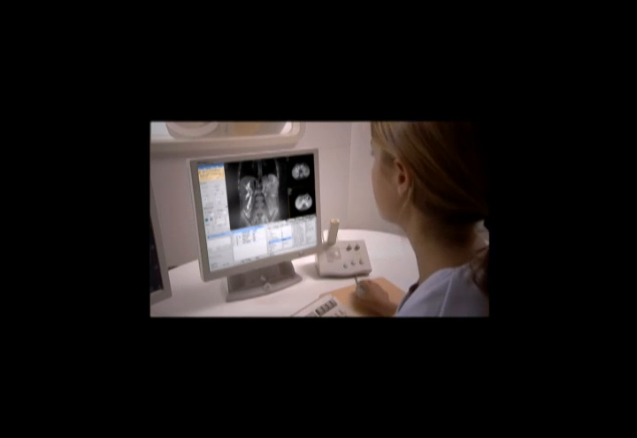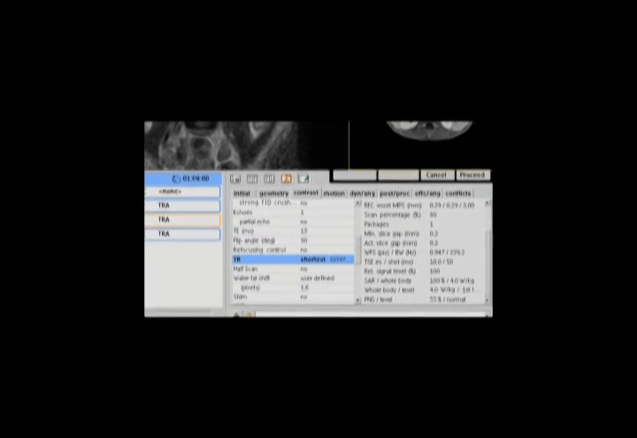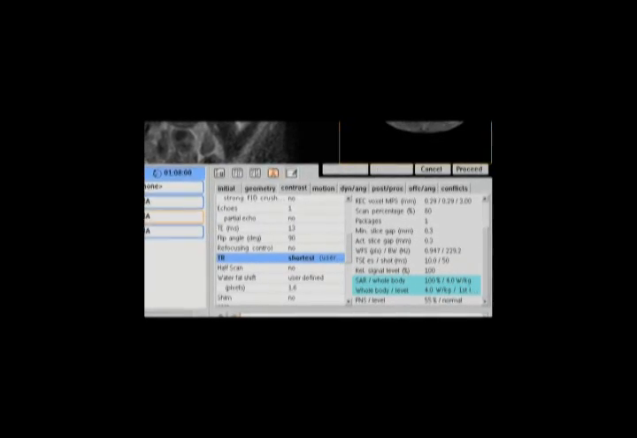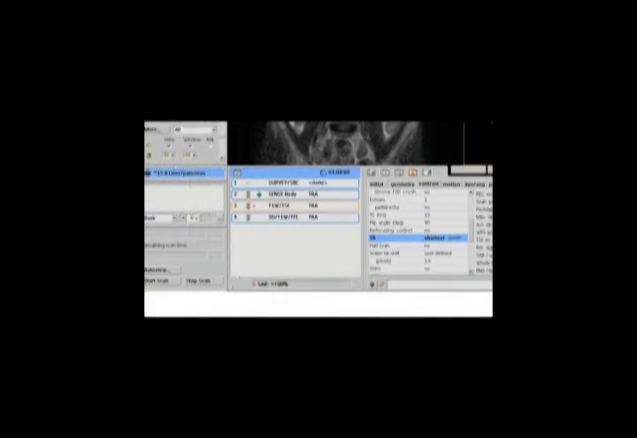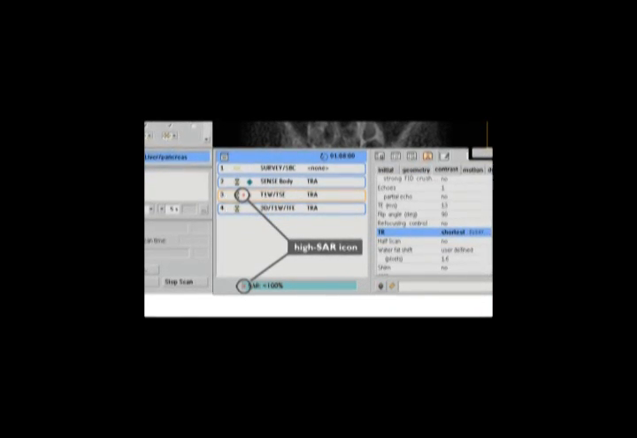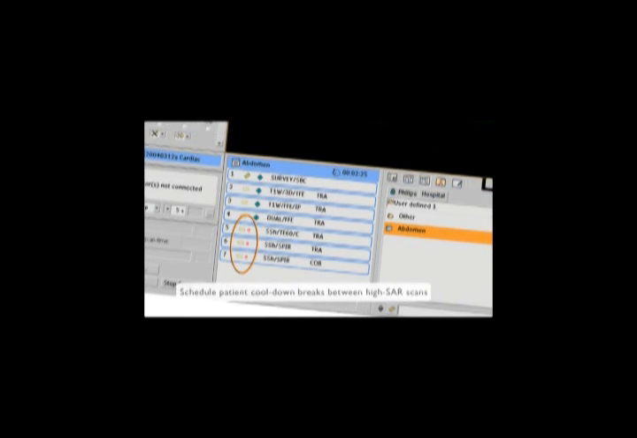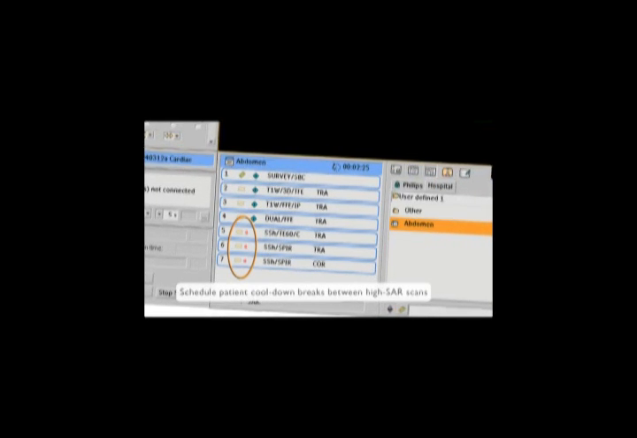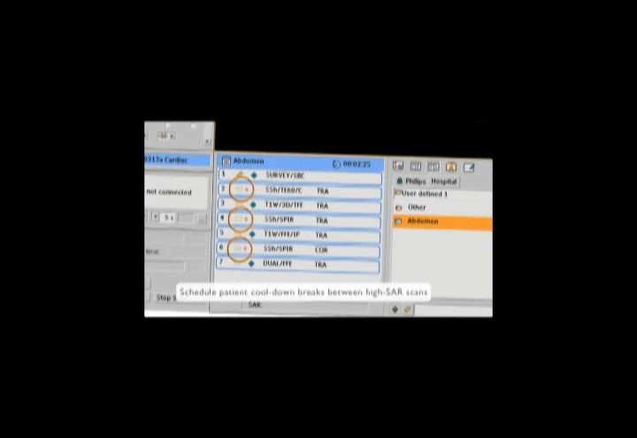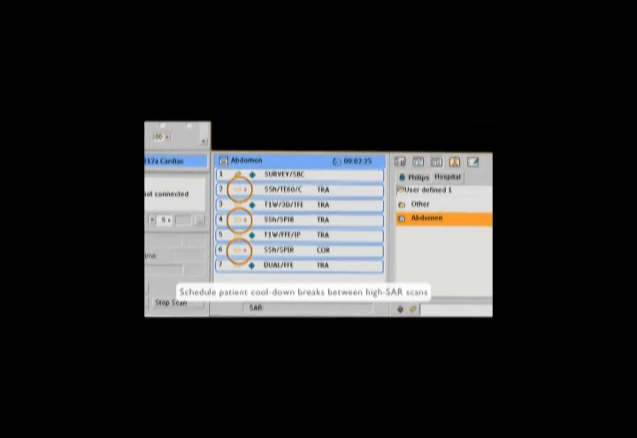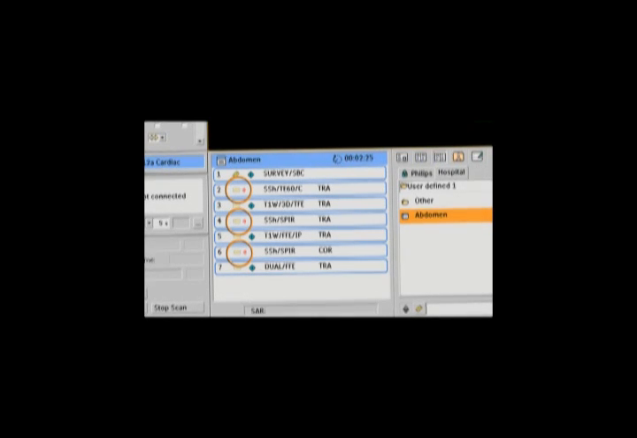There is a growing tendency to scan with SAR levels approaching the maximum of 4 watts per kilogram for a whole body scan. This can warm up the patient, resulting in increased perspiration. It is advisable to minimize the use of scans with high SAR levels. Shorter image reconstruction times result in shorter intervals between the scans, so the patient has less chance to cool down. It is therefore advisable to spread the high SAR scans across the entire exam by interleaving them with lower SAR scans.